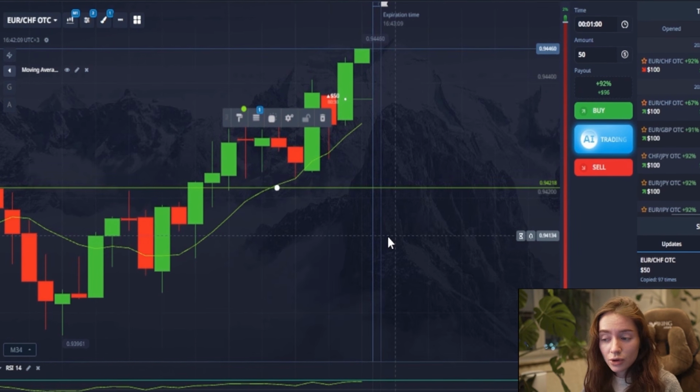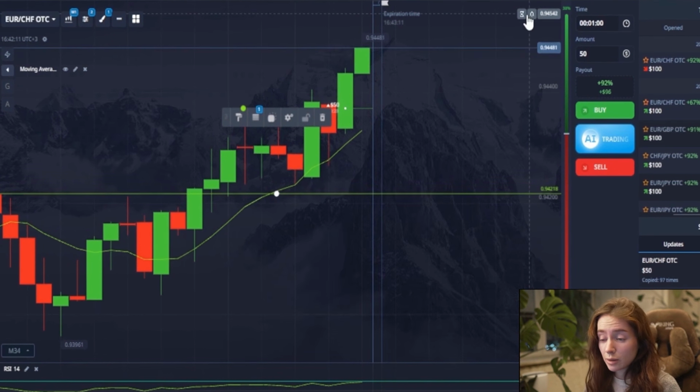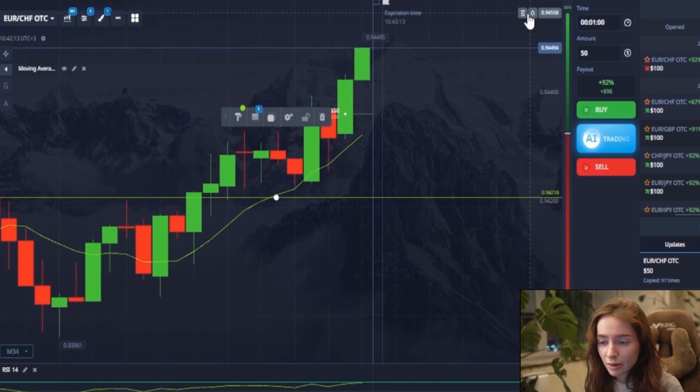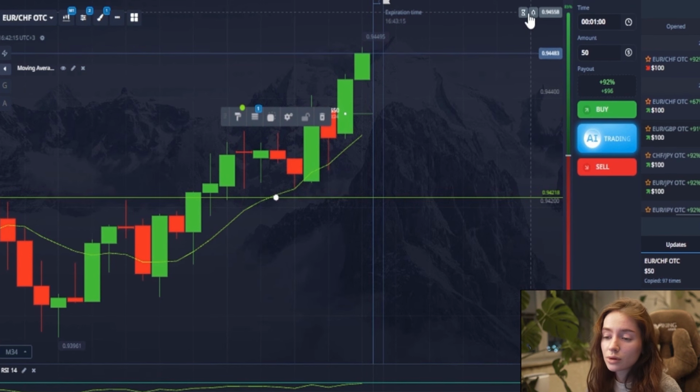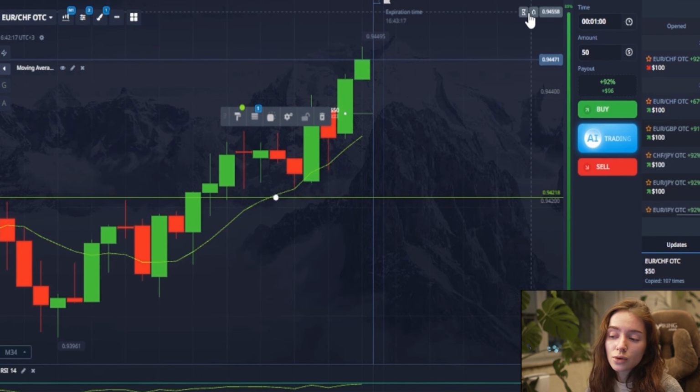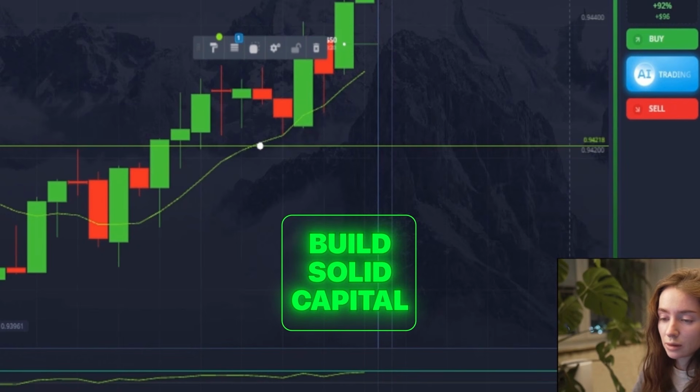Once again, we risk 2-3% of the deposit. Don't rush after big money. We'll have time to earn steadily over the long term and build solid capital.